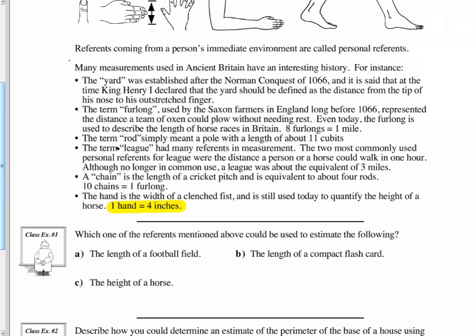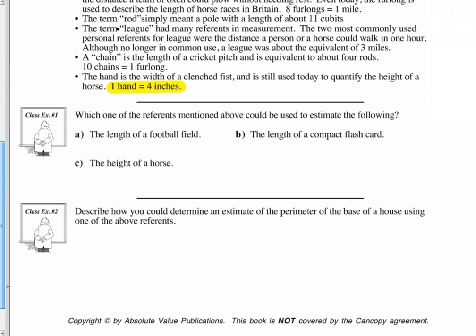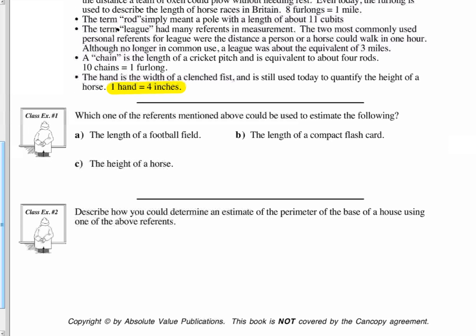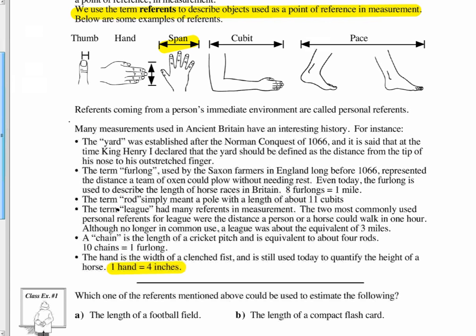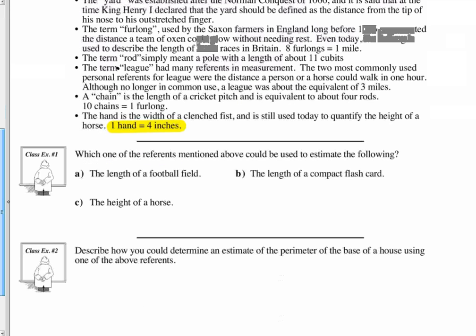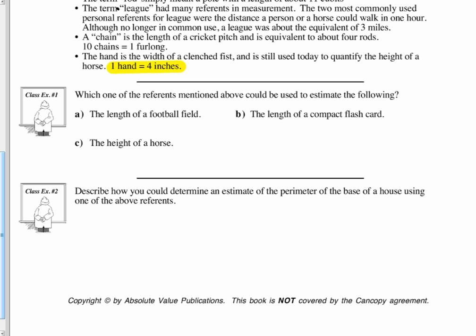Okay. Looking at these references above, the pace, I guess this is called the cubit, is this part here. Your span, your hand width, or your thumb. Using those, which one would you use to approximate the length of a football field? Pace would be appropriate.